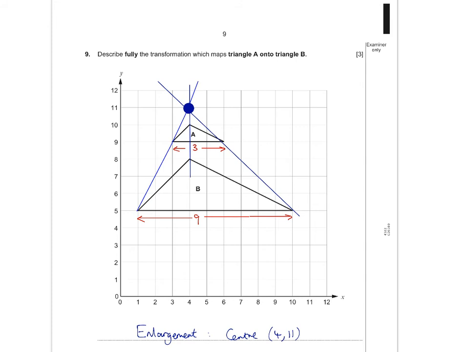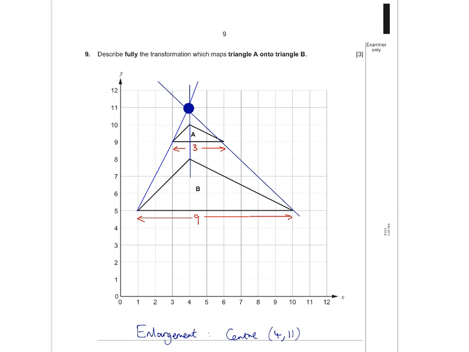Okay? And the way you do that, if you see what we've got on the screen, we get a ruler and we join all of the equivalent corners together. So we get a ruler and we just draw a line connecting the corresponding corners together. And we keep going until they cross over. Every single line will cross over at a set point. And that point where they cross over will be the centre of enlargement.